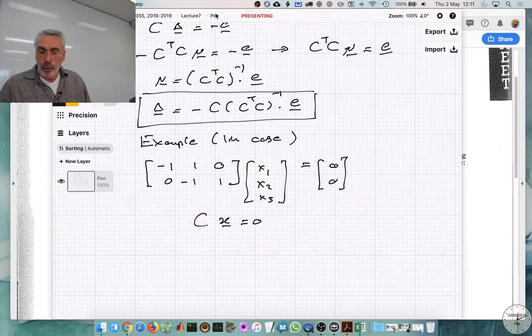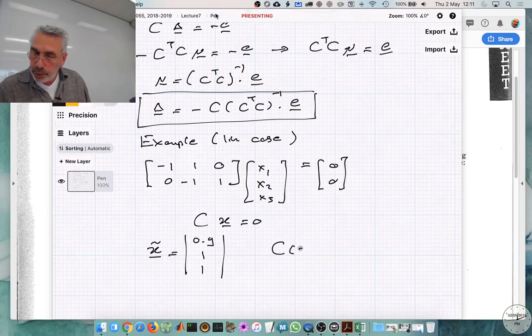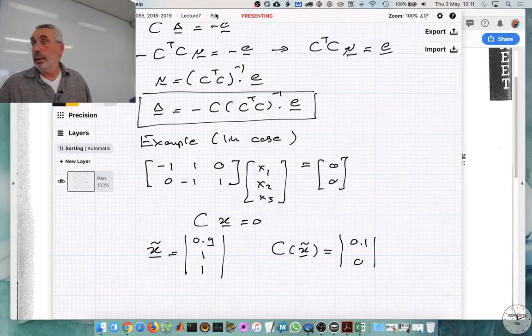Now, by some magical process, I found an approximation for x. And the approximation for x turned out to be the following: 0.9, 1, and 1. I mean, this is the result from some process, right? If I put that in the equation, so if I calculate what the constraints are, and I have two constraints, then the outcome is 0.1 and 0. So there's an error, right? That's not equal to 0.